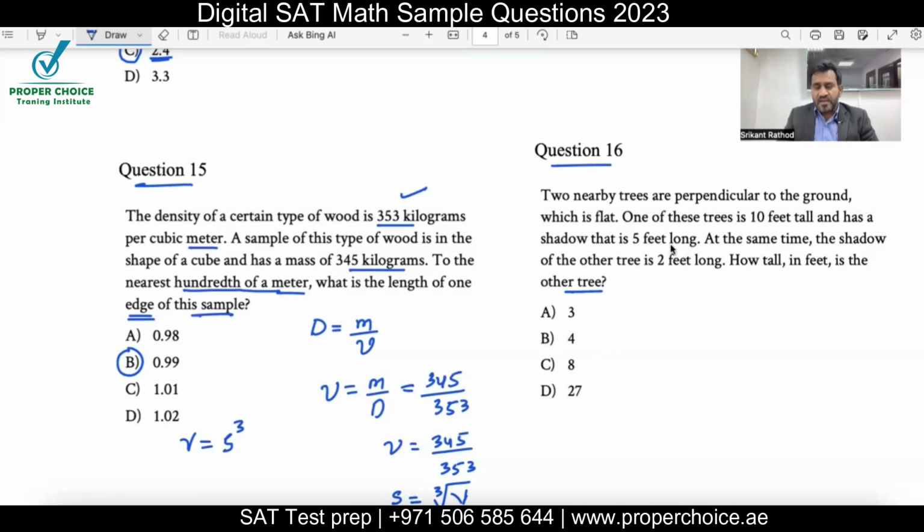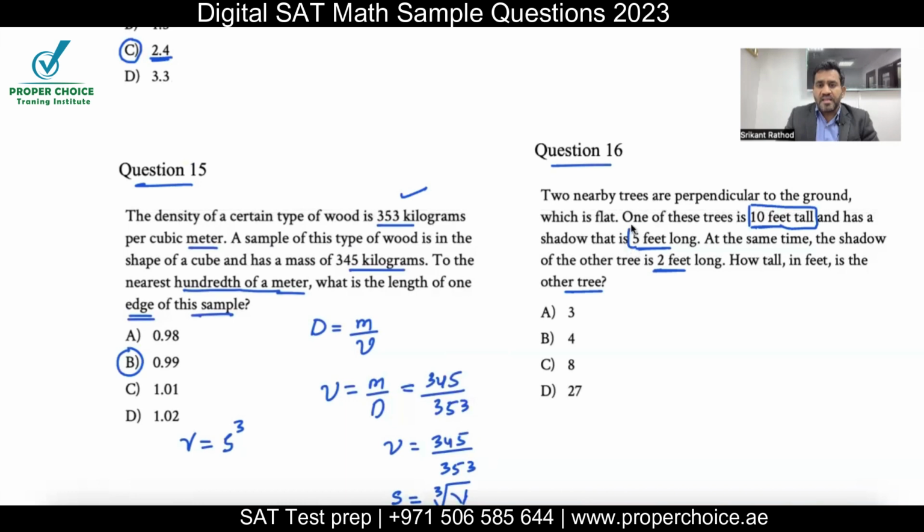In terms of ratio, one tree is 10 feet tall and its shadow is 5 feet long, another tree's shadow is 2 feet long, then definitely the height of the tree should be double of it. If you compare the height of the tree with the length of the shadow, that is exactly half. So if the shadow is 2 feet long, then definitely the height of the tree should be double of it. Definitely that should be 4. So we go with option B.